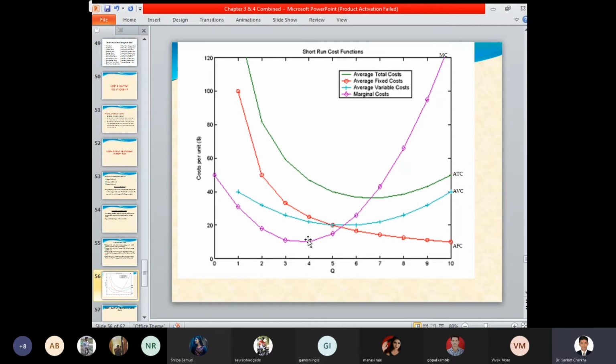Average total cost, here I have already explained. We need not go in depth again.